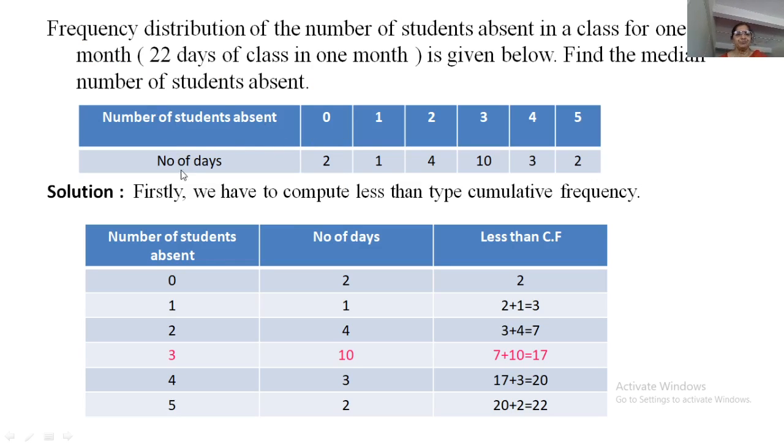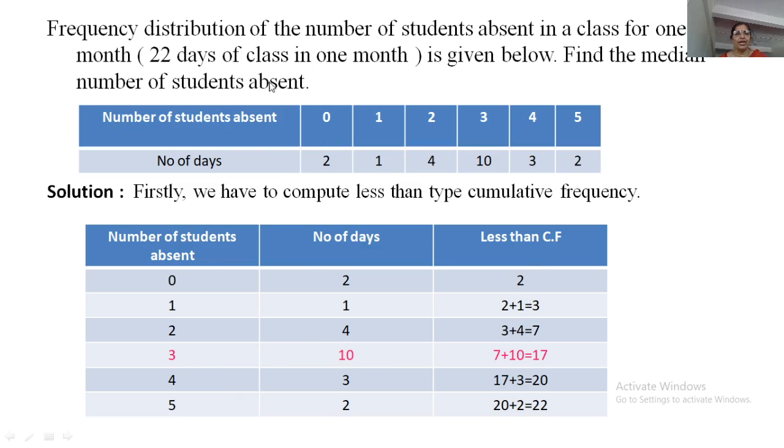Now suppose here is a discrete frequency distribution: number of students absent in a day and number of days. Suppose this is the data from a certain class. Here there are 2 days such that each and every student is present in the class. There is only 1 day where one student is absent from the class. There are 10 days in which 3 students are absent from the class. So this is the less than type cumulative frequency.